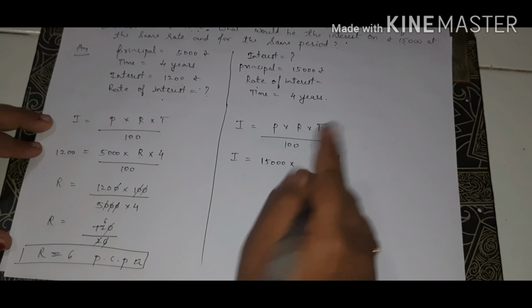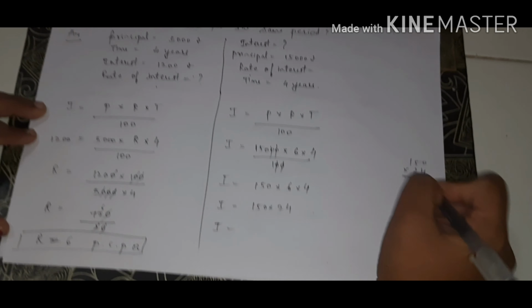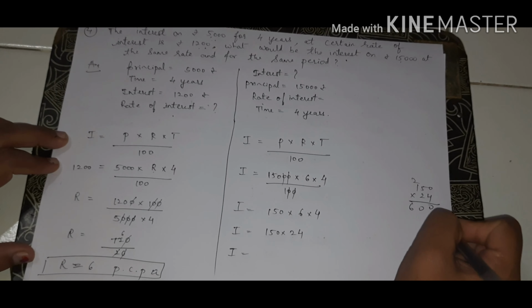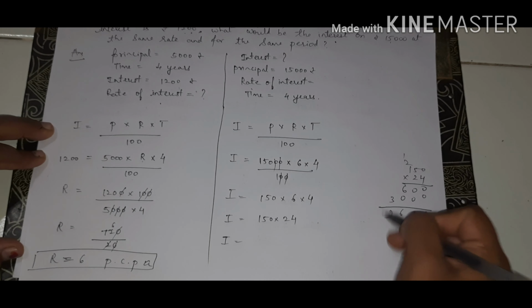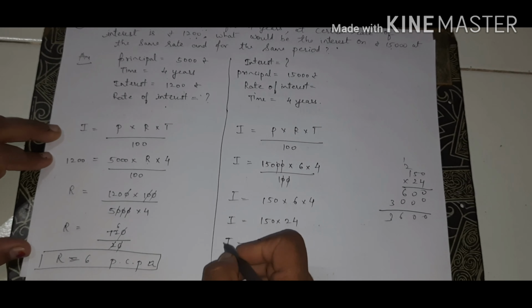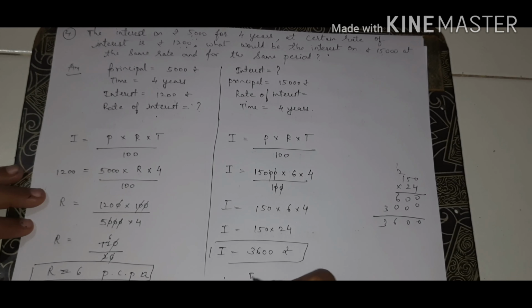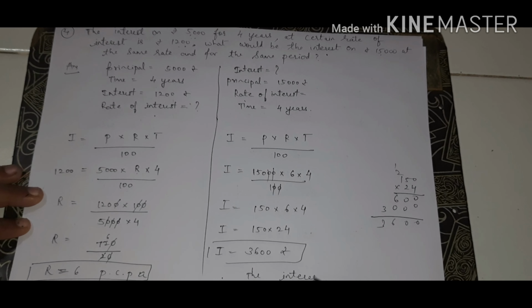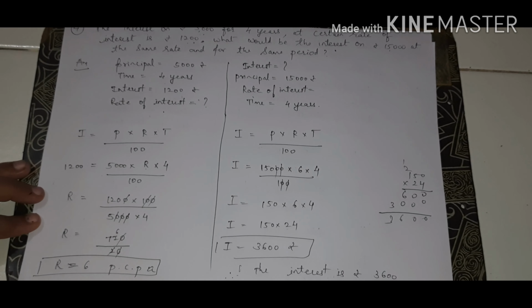So these two zeros up and down will get cancelled. What is remaining? 150 multiplied by 6 into 4. So I is equal to 150 into 6 into 4, which is 24. So interest is equal to 150 into 24. 4 zeros are 0, 4 5s are 20, 4 1s are 4 and 6. 2 zeros are 0, 2 5s are 10, 2 1s are 2 and 3. 3600. So how much is the interest? 3600. So therefore the interest is rupees 3,600. So we have done this question number 4.